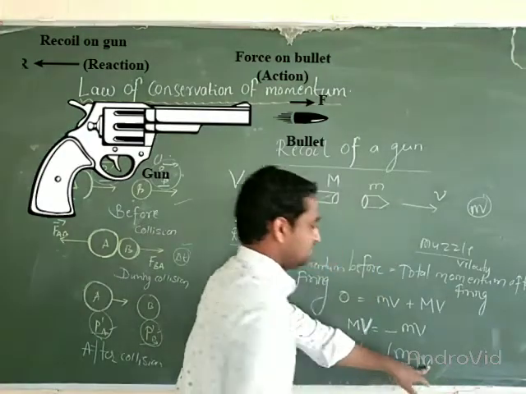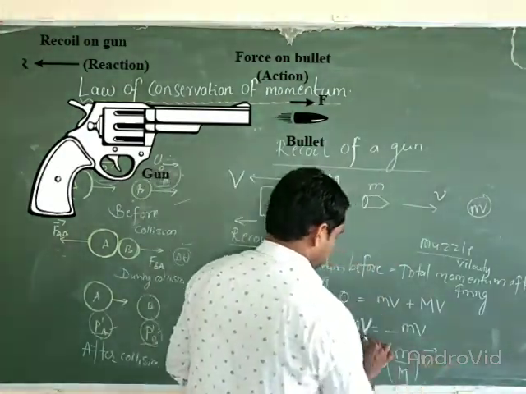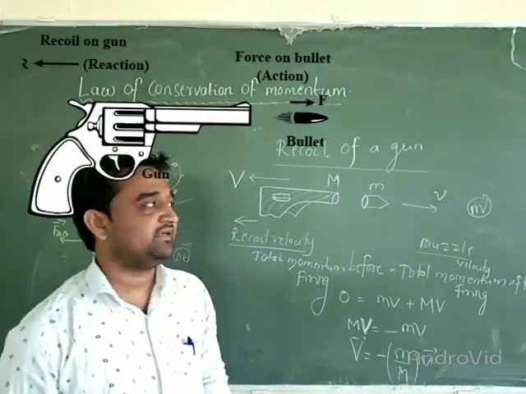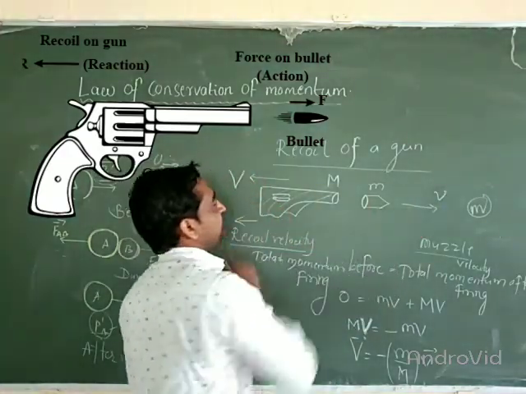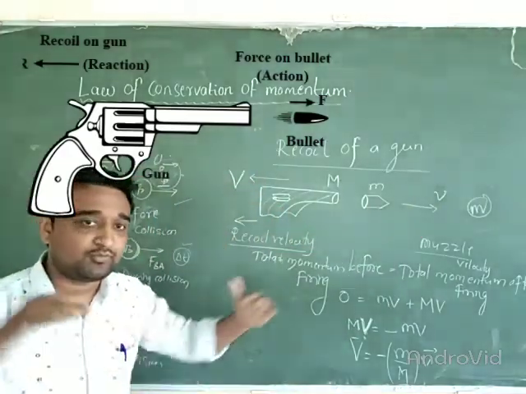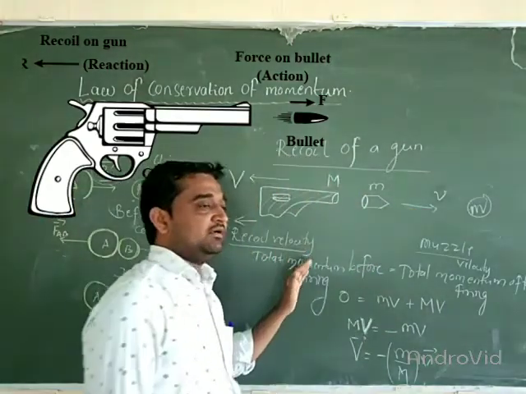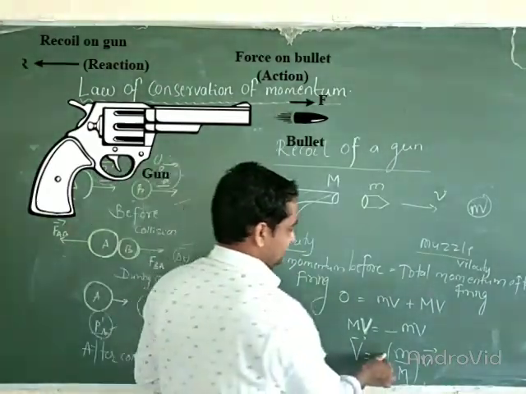Next, this small letter v is what? This is the velocity of the bullet, right? Now what does the negative sign indicate here? Look, the negative sign indicates that this v and this V are in opposite directions. The gun moves in the direction opposite to the direction in which the bullet goes. That is what the negative sign indicates.